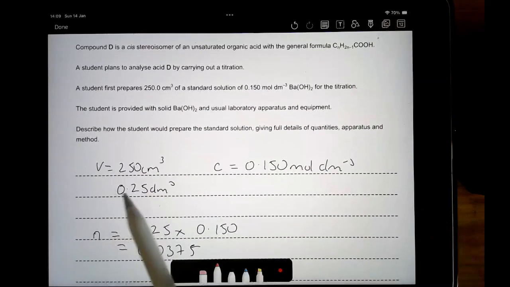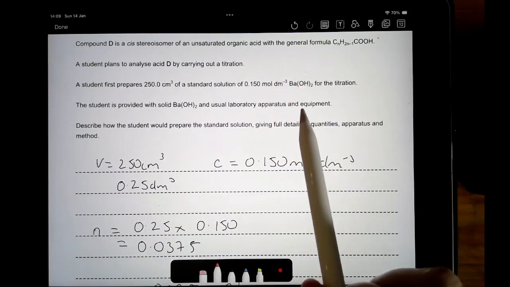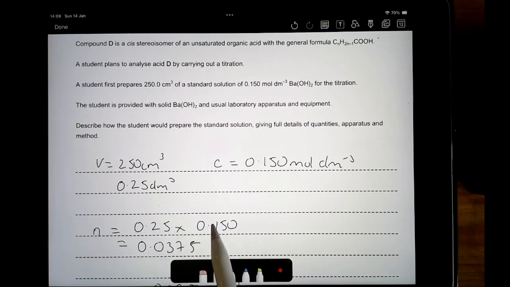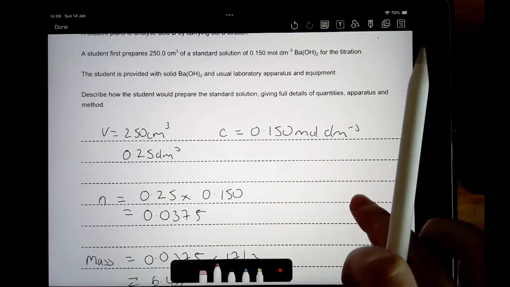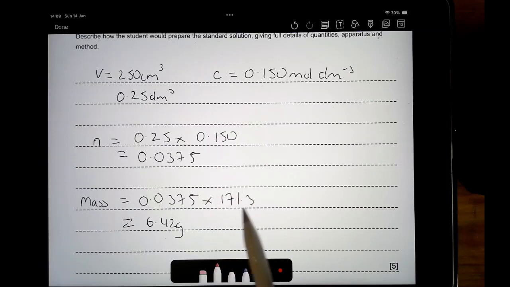If you're given volume and you're given concentration, you can work out moles, the moles of barium hydroxide that you would need. So it's going to be volume times concentration. This is the number of moles. But in the lab, you're not going to be able to measure out the number of moles of barium hydroxide. You need to measure out the mass. So once you know how many moles you need for this concentration, you times it by the formula mass of barium hydroxide and you work out the mass.